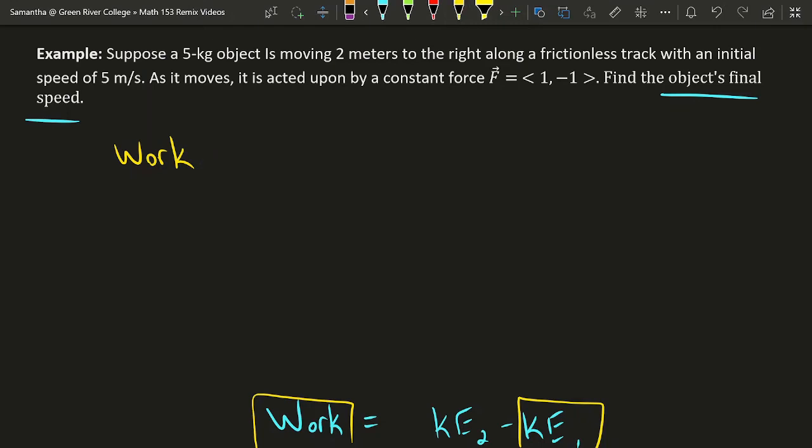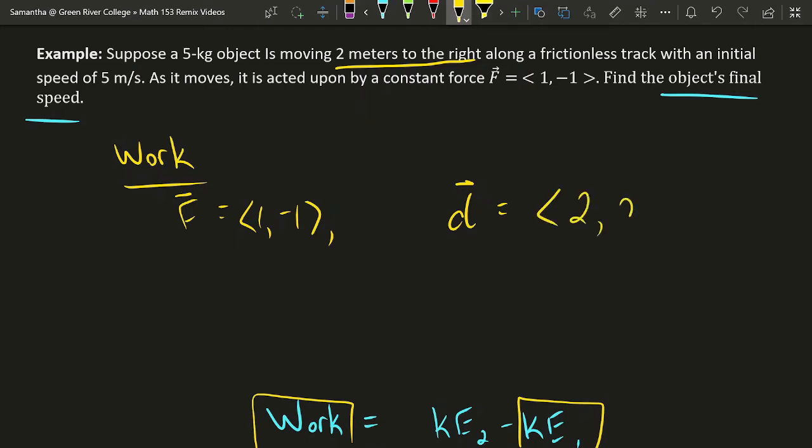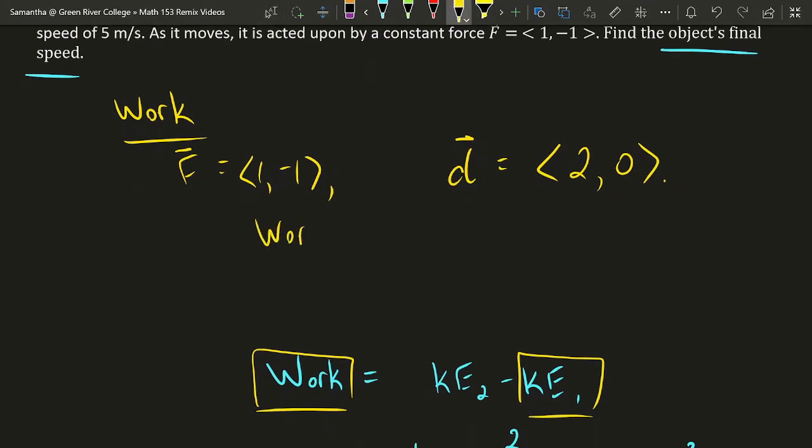Now the force vector is given to me directly. The force vector is equal to (1, -1). And to get the displacement vector, I'm going to note that the object is said to move 2 meters directly to the right. So a vector of 2 meters in length, pointing to the right, would be given by (2, 0). The work done would just be the dot product of these two, 2 times 1 plus 0 times -1. The work done would be 2 units.